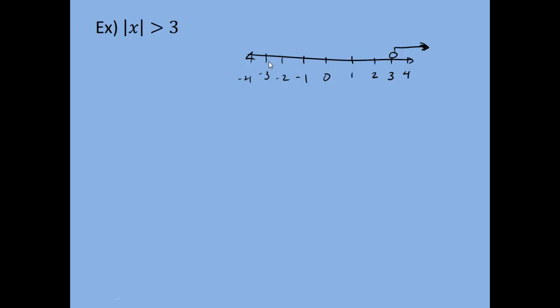And if I go out to negative 3, if I want the distance from 0 to be more than 3, because the absolute value means I really want to start at negative 3 and I want to go out in that direction, right? Because I want to be further away than 3. The distance has to be more than 3.